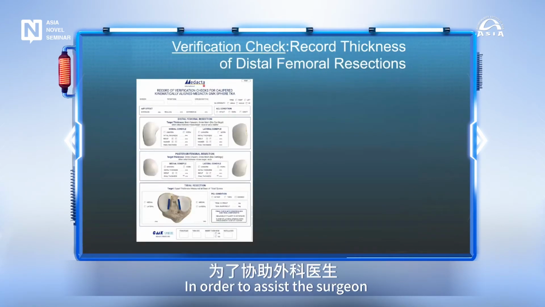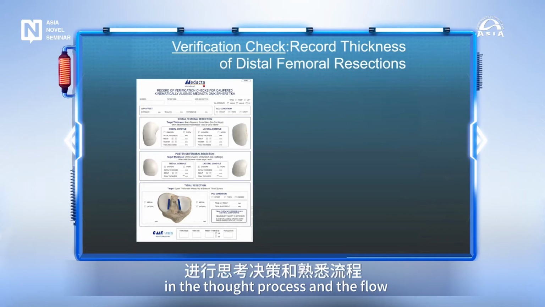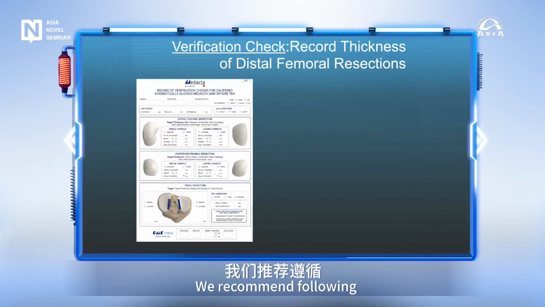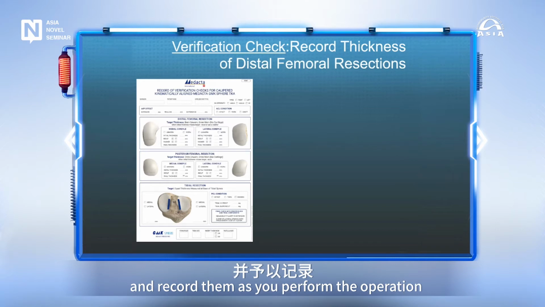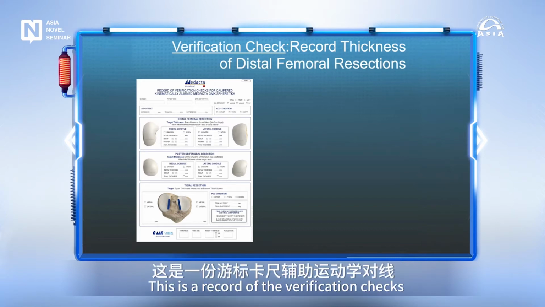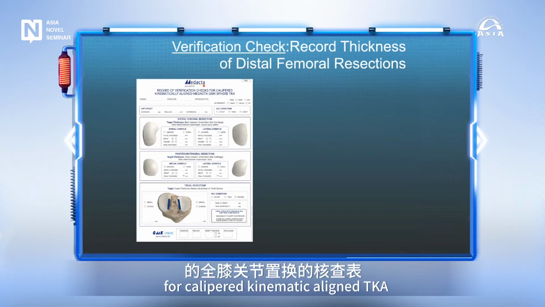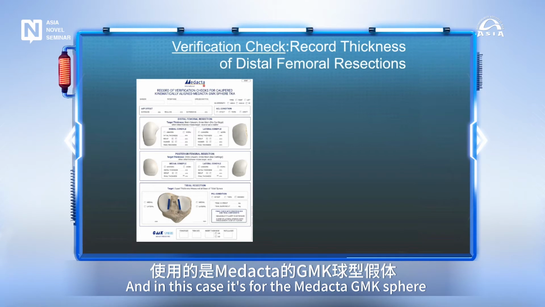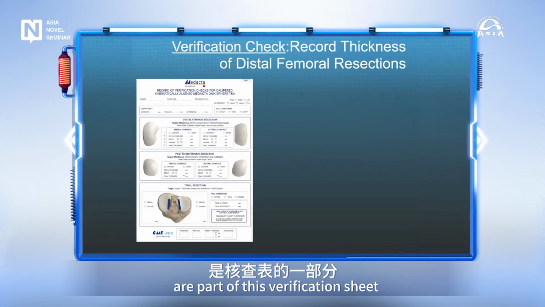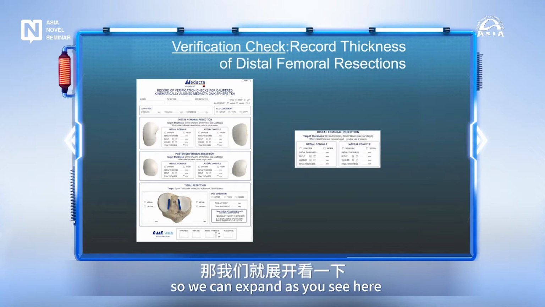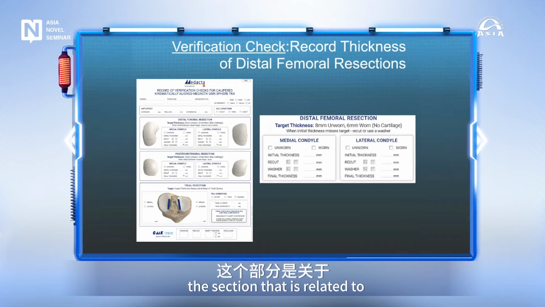Now, in order to assist the surgeon in the thought process and the flow, we recommend following verification checks that are done in a correct series and record them as you perform the operation. So this is a record of the verification checks for Caliper kinematically aligned TKA, and in this case it's for the Medacta GMK Sphere, because the thicknesses of the components are part of this verification sheet. So we can expand, as you see here, the section that is related to the distal femoral resection.